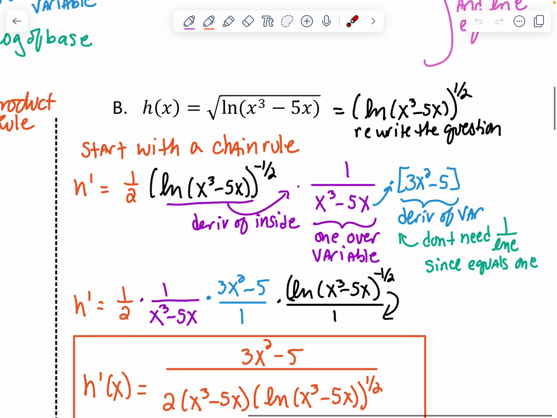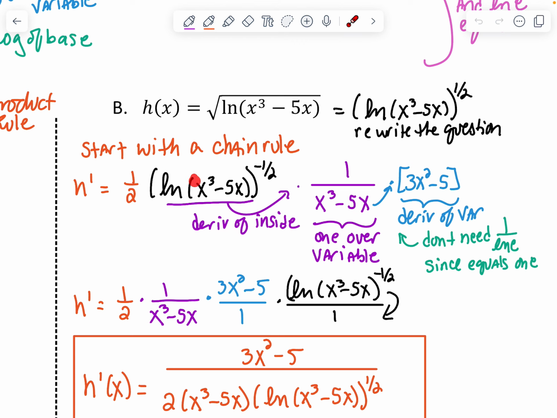Okay, last problem. The key here is my function is inside of a radical. So I don't need a product rule, but I am going to need a chain rule because I'm going to think of what's inside the radical as being to the 1/2 power. So using a chain rule derivative function, I'm going to move that 1/2 out front. I'm going to subtract denominator over denominator to get negative 1/2 as an exponent. And I leave the inside identically the same. But now I need to go ahead and take the derivative of that inside.